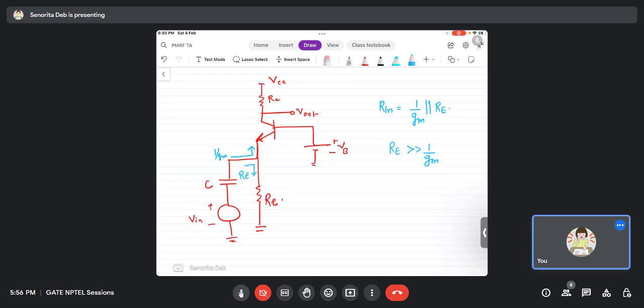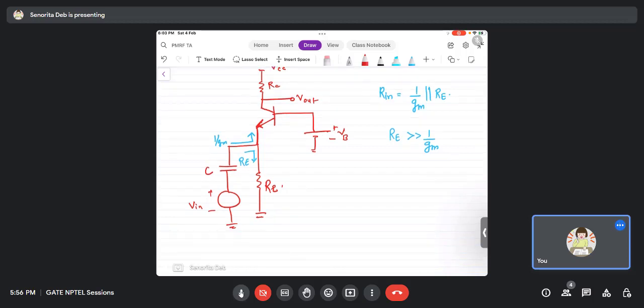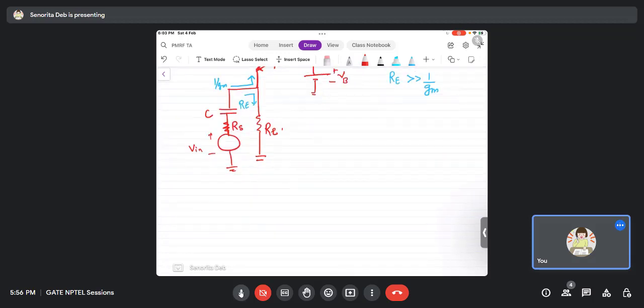So this is one concept, and with this, there will be one Rs as well, right? So there can be a source resistance as well, Rs. So with this, if I consider this point to be Vx, I will get Vx equals Rn upon Rn plus Rs, where Rn is 1 by Gm parallel Re, into Vn.